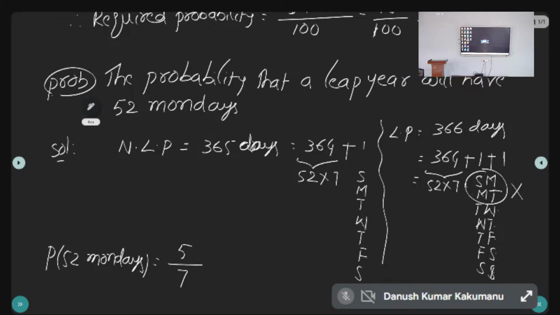Suppose the question, with the same data, asks for the probability that a leap year will have 53 Mondays. Then it is 2 by 7, since the 53rd Monday possibility has 2 chances out of 7. That's it. Okay.